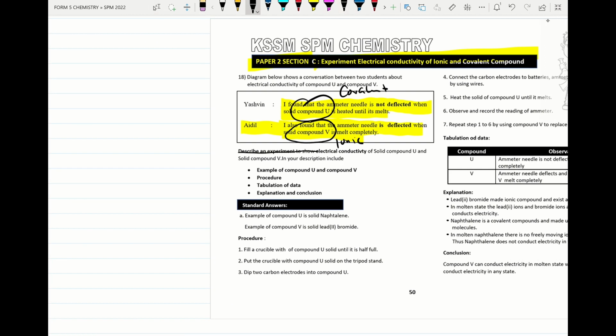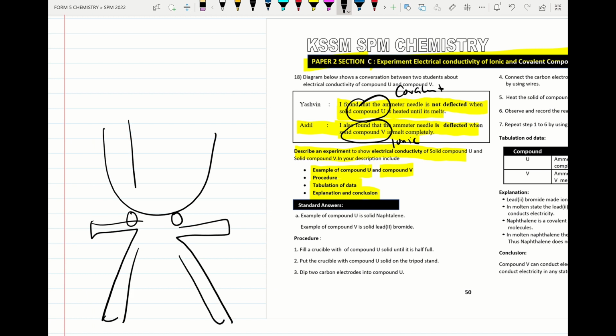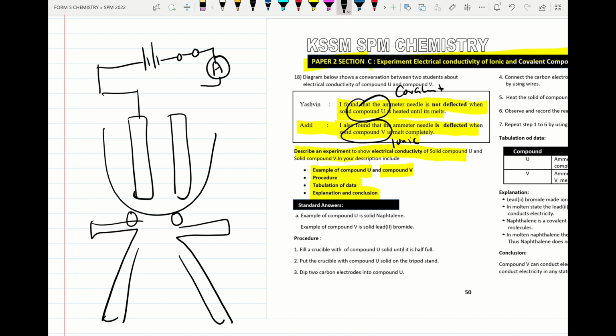So we check the question: describe an experiment to show the electrical conductivity of solid compound U and compound V. In your description, include examples of compound U and compound V, procedure, tabulation of data, explanation, and conclusion. So we take the crucible, here we have clay pipe triangle. We put the solid compound U, we put two carbon electrodes connected to a battery, a switch, then connected to an ammeter. Compound U is covalent compound.